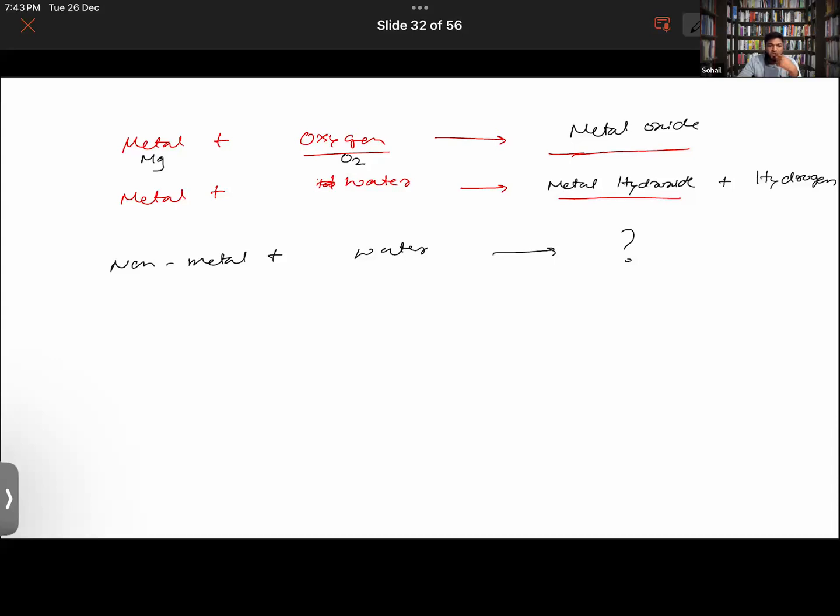Okay. So non-metals, do they react with water? No, sir. Obviously no. ठीक है, ये reaction नहीं करता है. Talking about metal plus acid, metal plus acid, that gives you what?